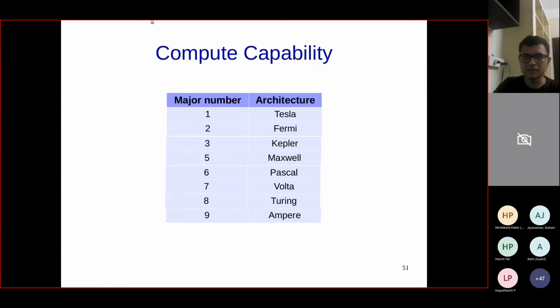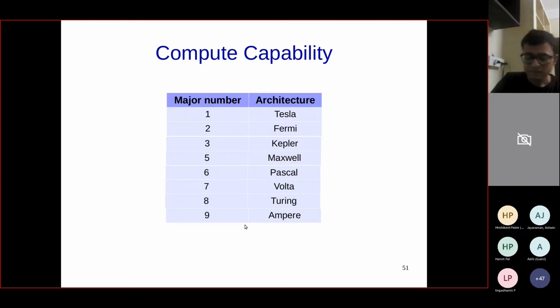So let us see this. There is this major number corresponding to the family of GPUs. For the Tesla family of GPUs, the major number was 1. The Tesla GPUs supported some features, and based on that, they were given major number 1. Then came the Fermi architecture, the Fermi family of GPUs, which supported a few additional features apart from those supported by Tesla. So they were given major number 2. So 2.0, 2.1, and so on will be there.